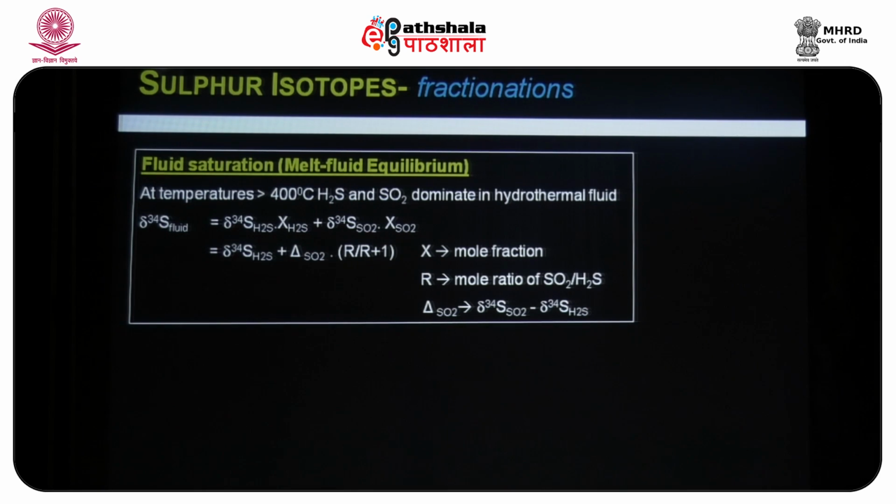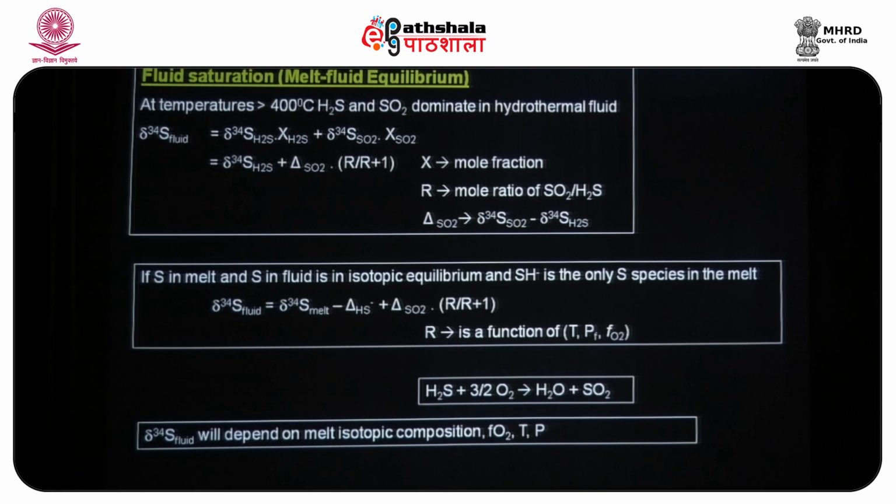For example, at temperatures higher than 400 degrees centigrade, H2S and sulfur dioxide dominate in a hydrothermal fluid. So, the total isotopic composition, that is delta 34S fluid, is equal to delta 34S of H2S times X_H2S, where X_H2S is the mole fraction of H2S, plus delta 34S of SO2 times X_SO2. Clearly, during these processes, the mole fractions play a very important role in the sulfur isotope fractionations. And if the sulfur in the melt occurs mainly in the form of HS minus, and the species in the fluid is mainly the reduced species H2S, then the isotopic fractionation can be expressed by this relation.